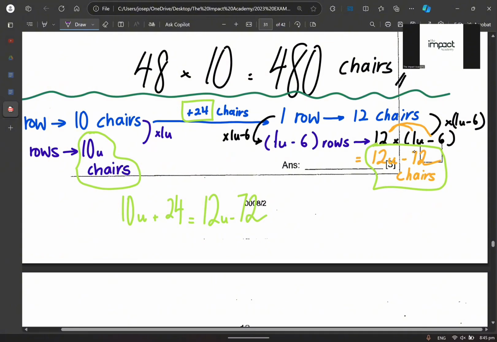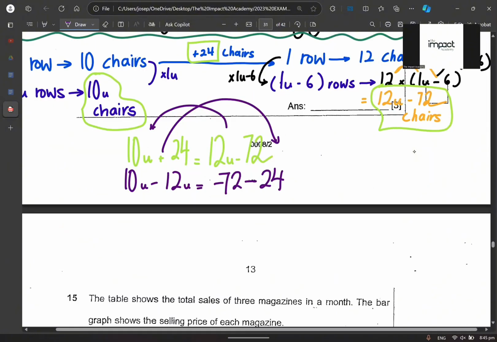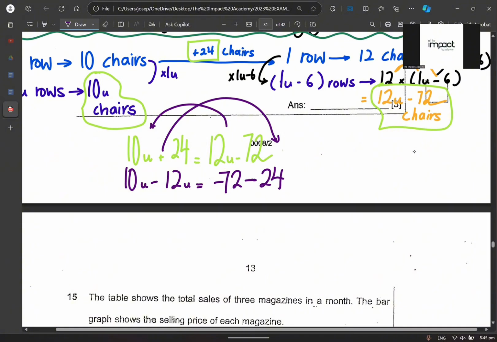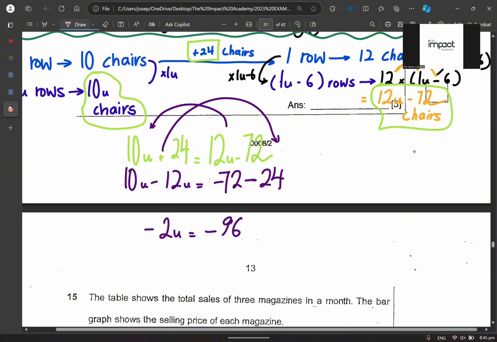Yeah. Right? Very good. So now, same families together, 10 units, you bring the 12 units over, you minus 12 units. Agree or disagree? Minus 72 minus 24. Why minus 24? Because you bring the positive 24 over. Am I making sense or not making sense? You get negative 2 units is equal to negative 72 minus 24. You get negative 96. Make sense or don't make sense? Cancel out the negative. Minus and minus cancel out. Right? So 2 units is equal to 96. 1 unit is equal to 48.